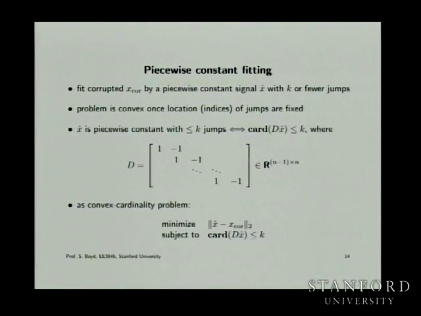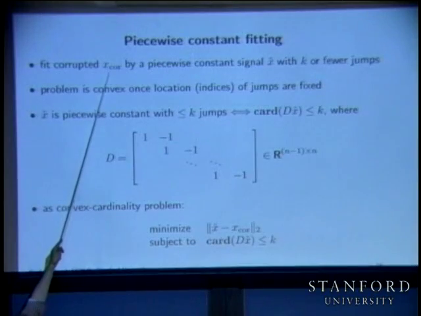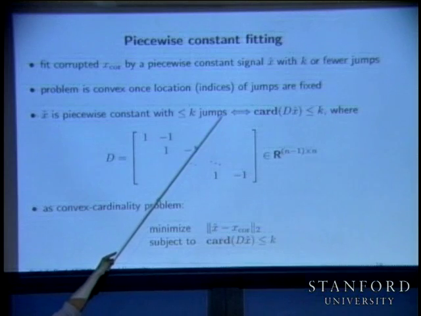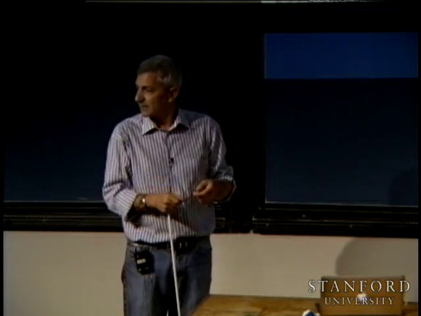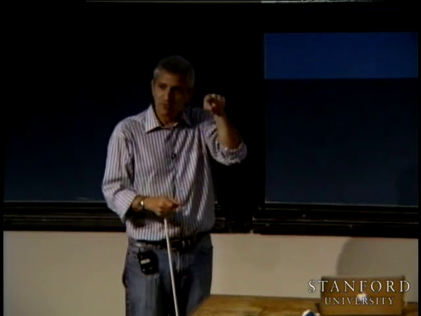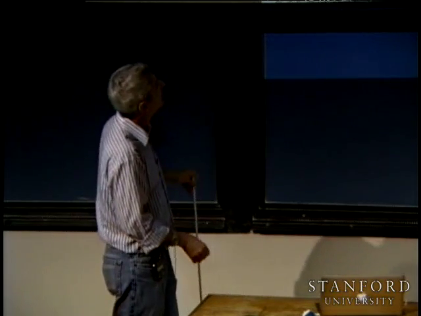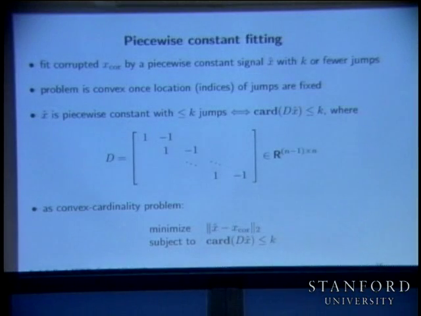So here you have a fit. You want to fit a corrupted signal, x corrupted, by a piecewise constant signal, x hat, with k or fewer jumps. So in other words, I have measurements of a signal which I believe to be piecewise constant and to make a jump every so often. And over my time of interest, I believe it's going to make k jumps, but no more. Okay? I give you very noisy samples of it, and you want to fit it with a signal that's piecewise constant.